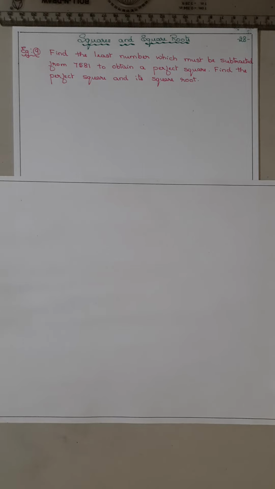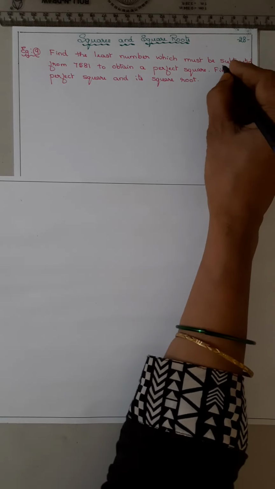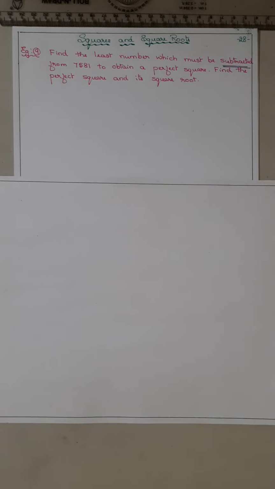We were discussing the lesson squares and square roots. Now coming to example 9: find the least number which must be subtracted from 7581 to obtain a perfect square, and find the square root, the perfect square and then its square root. Okay, so which is the least number to be subtracted? Remember the question, read it properly.